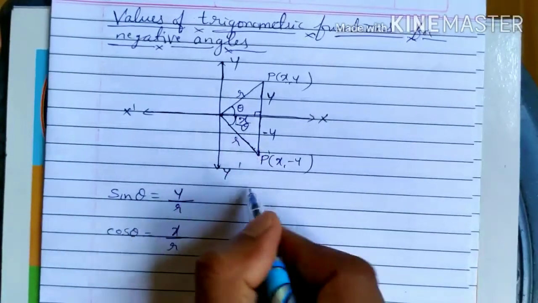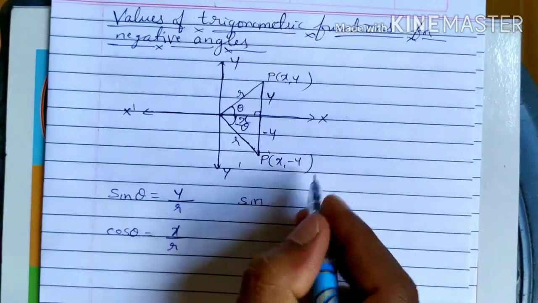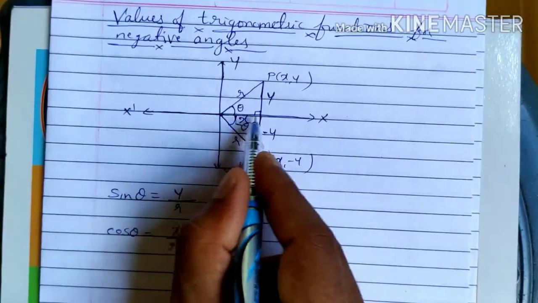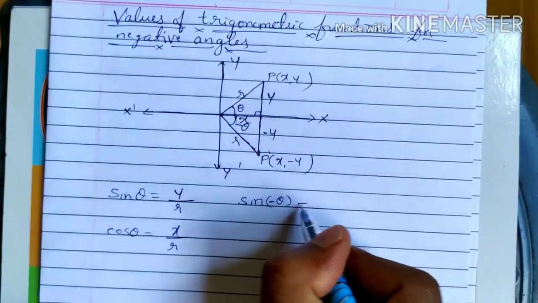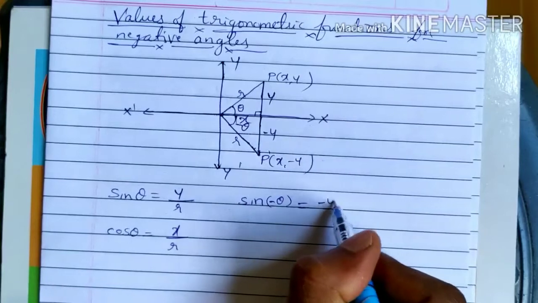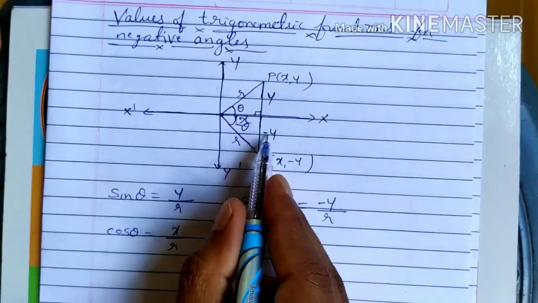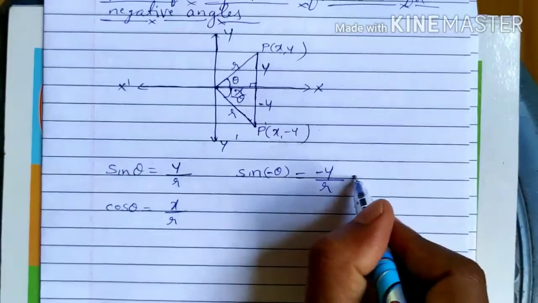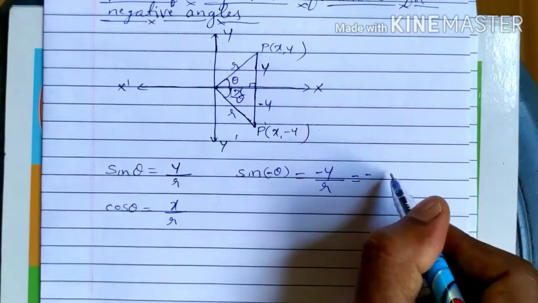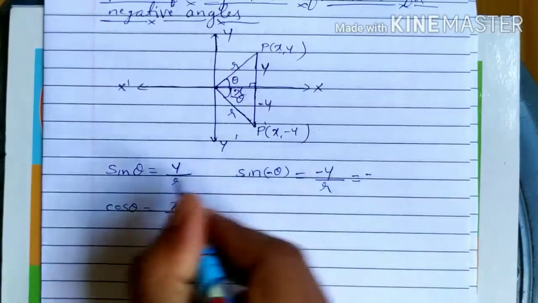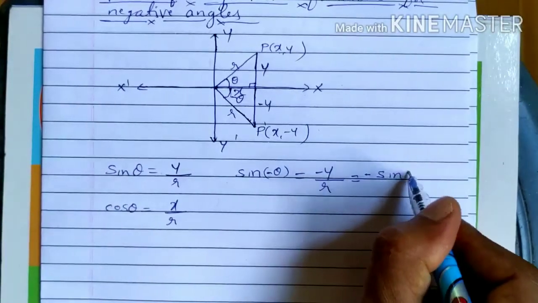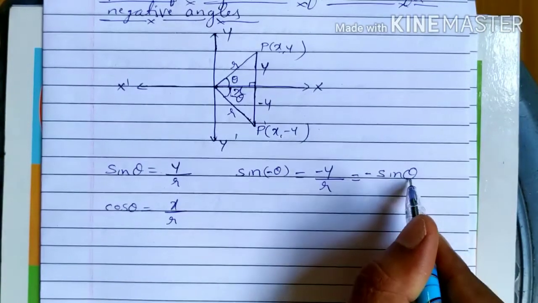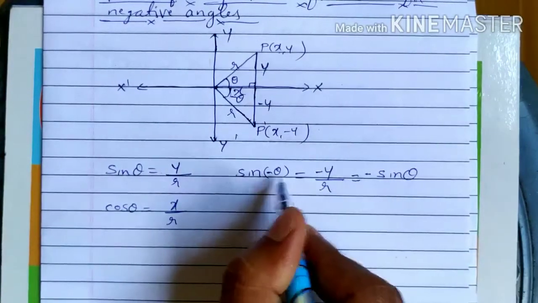Now if you consider sine of minus theta, this is a minus angle. Sine of minus theta using this triangle will be equal to opposite by hypotenuse, that is minus y by r. Minus y by r is nothing but minus sine theta. So sine of minus theta is equal to minus sine theta. This you have to remember.